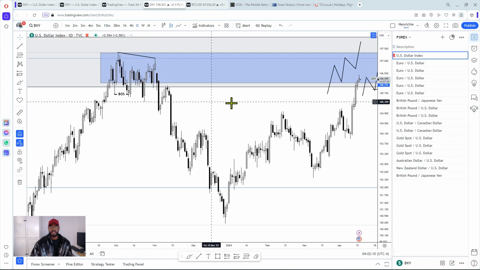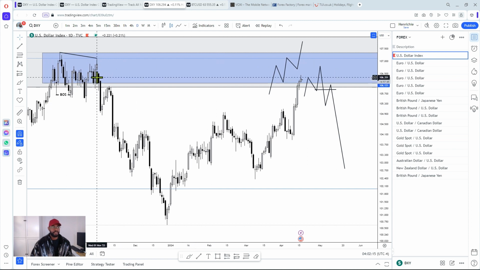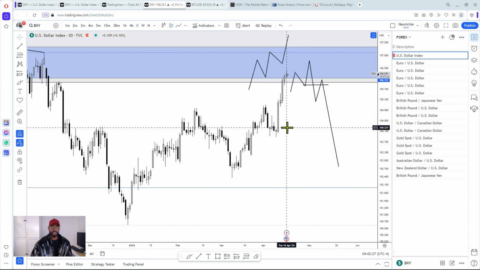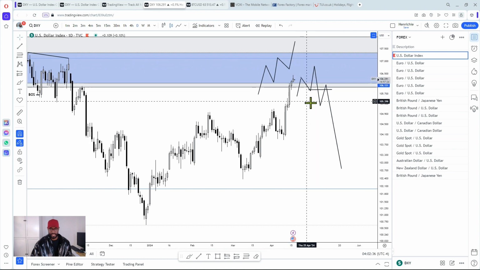So far, the US dollar is coming to my point of interest. Like I outlined yesterday, I'm looking at this inefficiency and also this gap to act as the next draw on liquidity. And so far, as you can see, price is coming to the inefficiency, mitigated it. So the only thing I'm looking forward to see now is if we're going to see a reaction from this key level. I would like to see a 15 minutes break of structure to the downside, like I outlined right here.